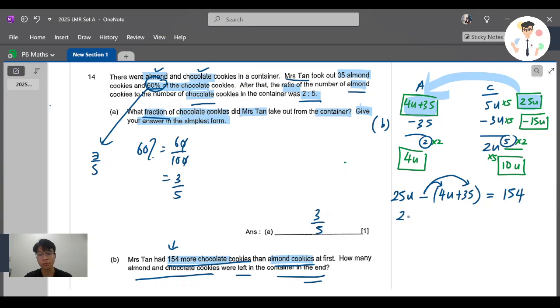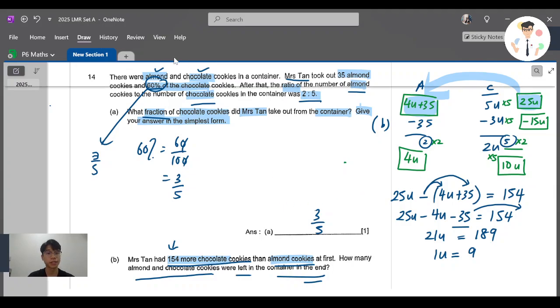Then it will be minus, which applies to 4 units, which applies to 35. This is something we learned for quite a while. Minus 35 equal to 154. So 25 minus 4 units will be 21 units. And minus 35, moved there, becomes plus 35. So 154 plus 35 gives you 189. If 21 units is 189, 1 unit will be equal to 9. So we found out 1 unit is equal to 9, and that is the most important part here.